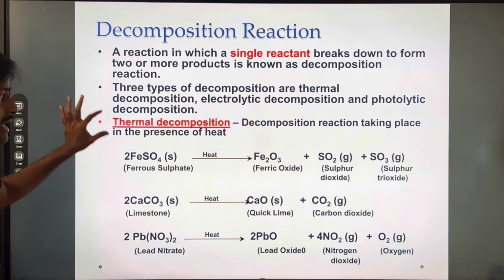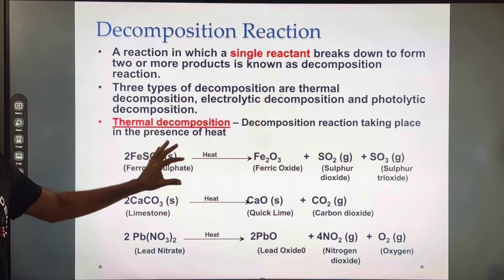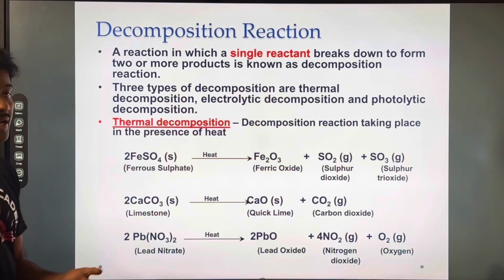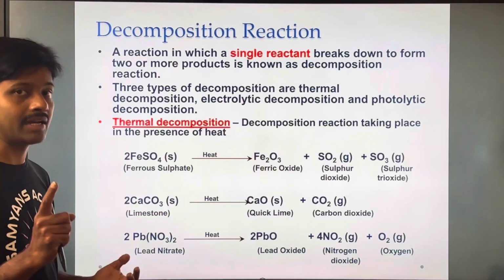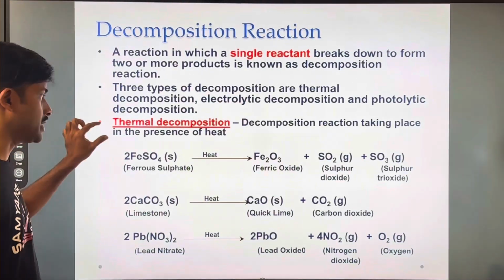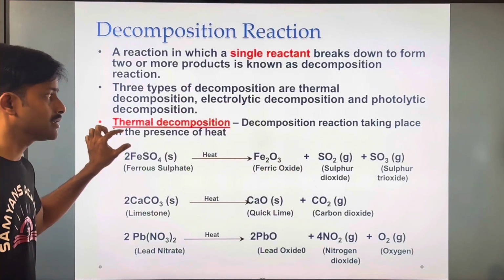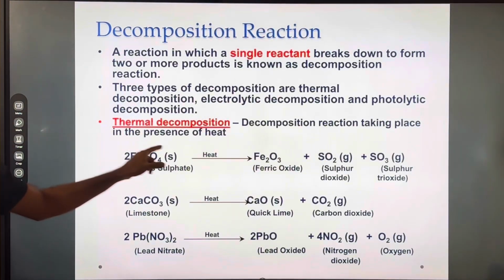Thermal decomposition means these reactions are carried out in the presence of heat. We call it thermal decomposition. And how many types of these reactions are there? Thermal decomposition reaction, photolytic decomposition reaction, and electrolytic decomposition reaction. In thermal decomposition reaction, the reactions take place in the presence of heat.